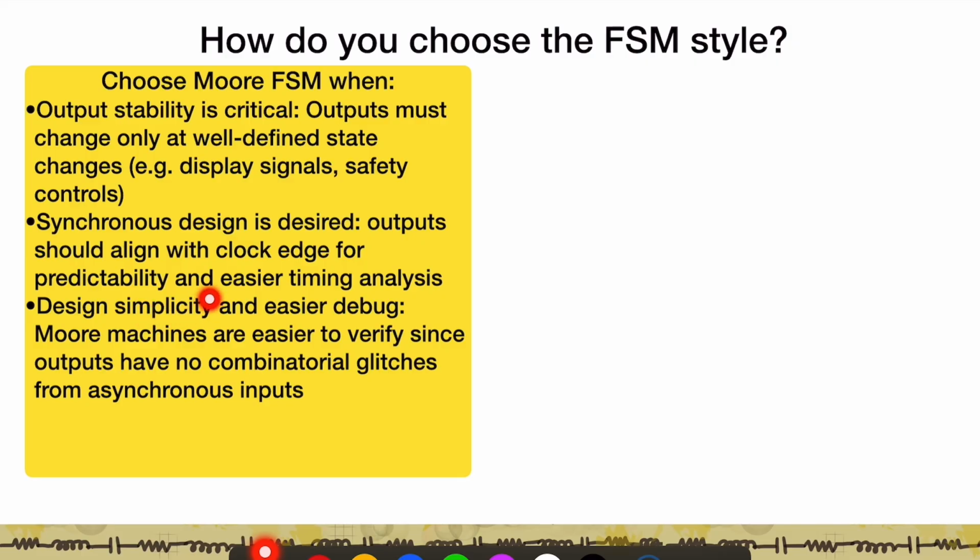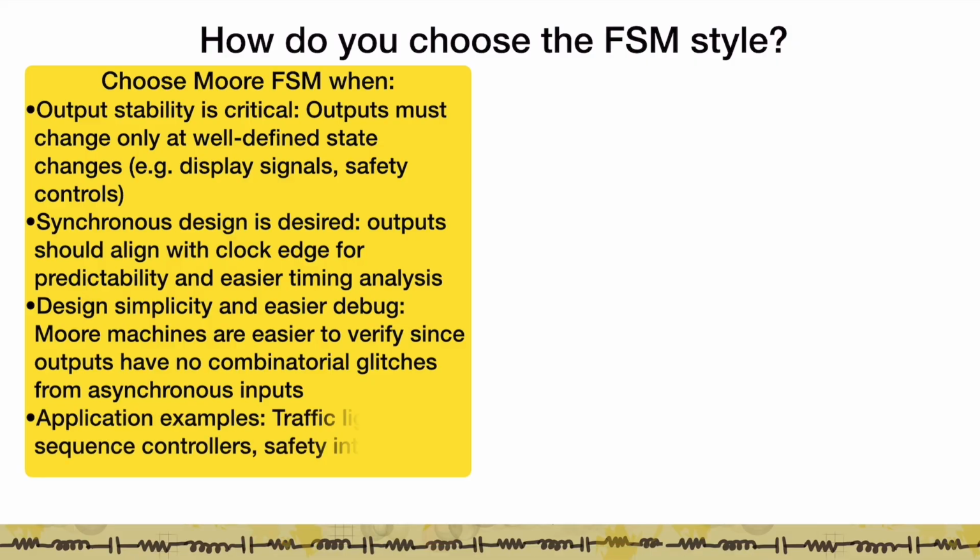Moore also lends itself to design simplicity and easier debug, again primarily because the output is driven only by the current state, and so they're easy to verify, and the outputs are generally glitch free. Examples would be traffic lights, sequence controllers, etc. typically lend themselves to Moore implementation.